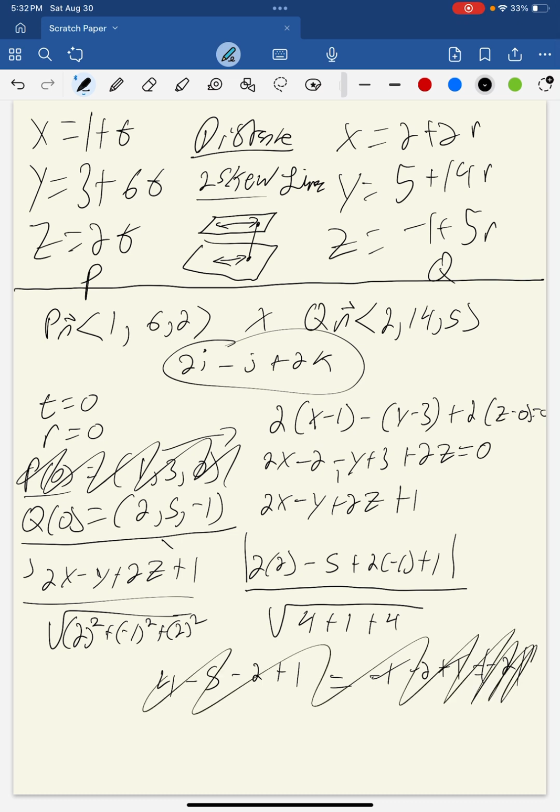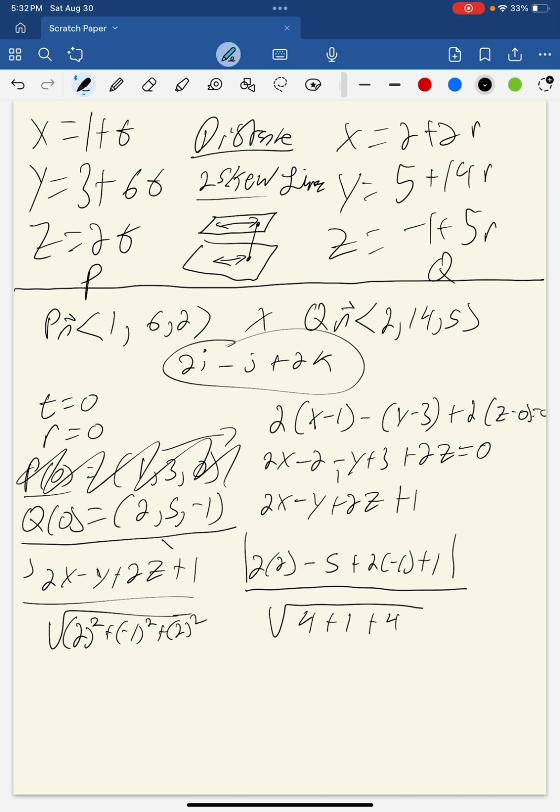So let's erase all this. So we have the 2, which comes from the absolute value, over, this is going to be equal to the square root of 9, which equals 3. So the answer to this equation, or the distance between these two skew lines, is 2 over 3.